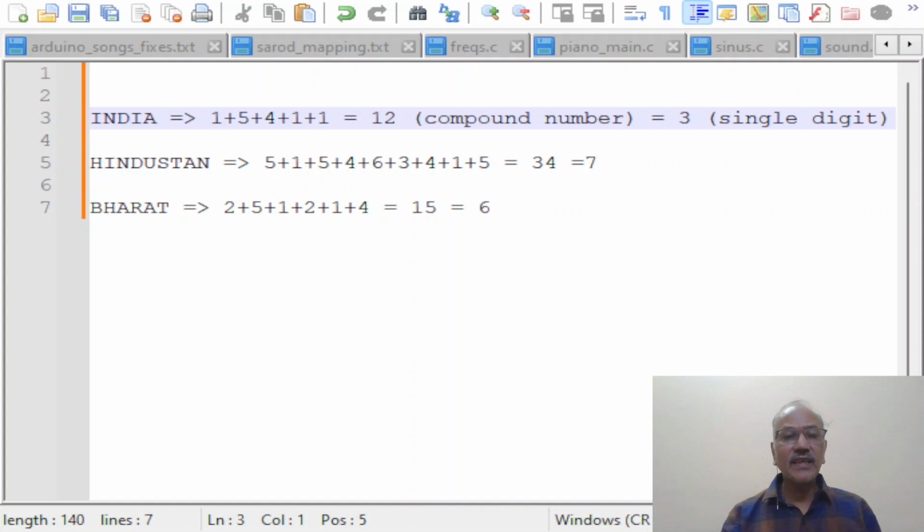Next, we take the name Hindustan. If we take Hindustan, we find these are the individual numbers, and if we add them up, it gives the compound number 34 and the single digit, which is 7. Now there is a lot of theory in numerology which talks about Fadic numbers and path numbers, destiny numbers. So keep all those out for now.